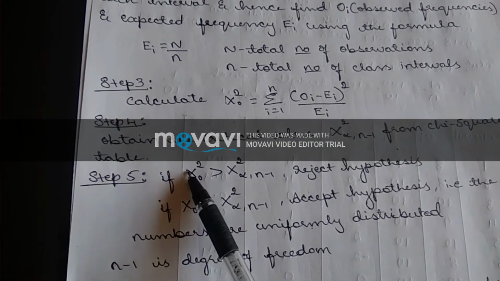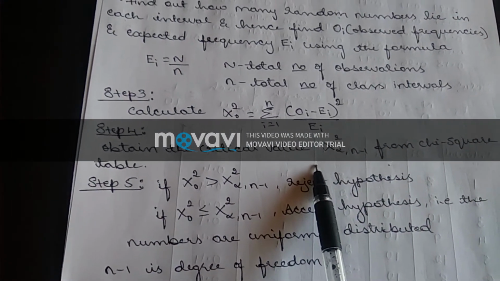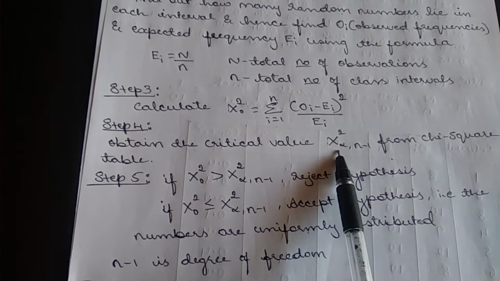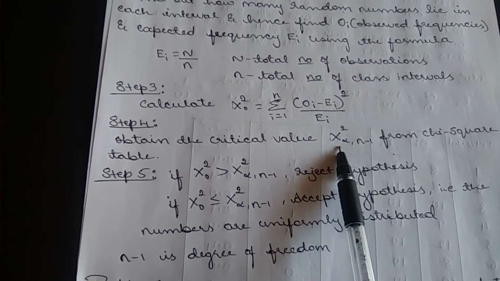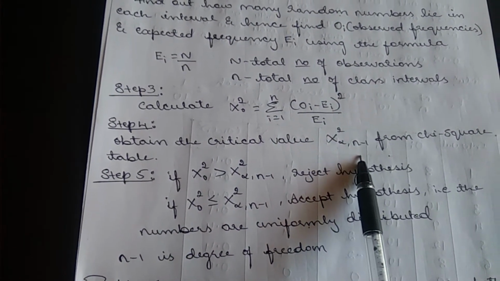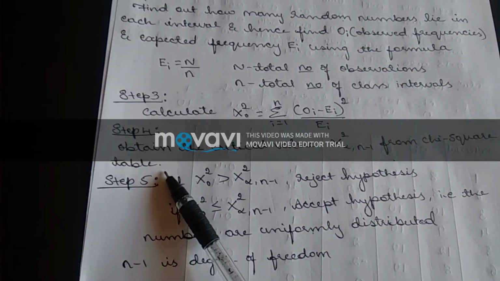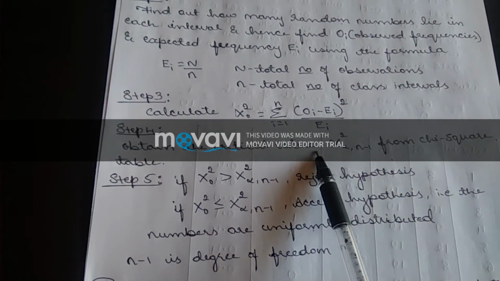Then step 4: you have to obtain the critical value, as we saw in the last problem, D alpha. Here we use the chi-square function, whereas there we used the Kolmogorov-Smirnov function, that is D. But here we use chi-square alpha comma n minus 1 from the chi-square table. As we saw a KS table, in the same way we have a chi-square table, and from that you find the critical value.